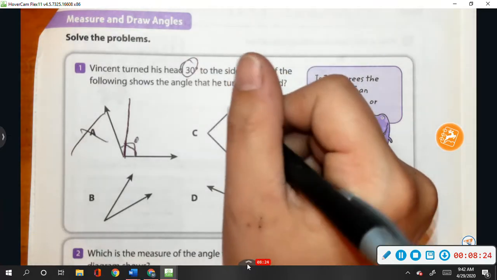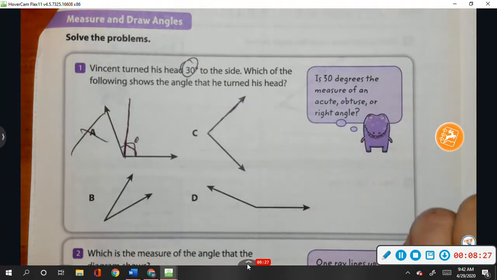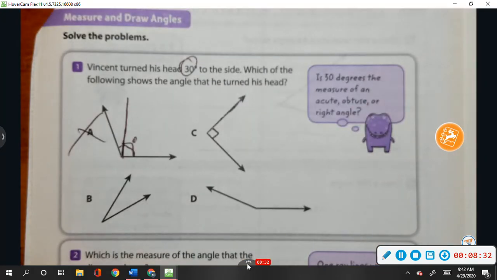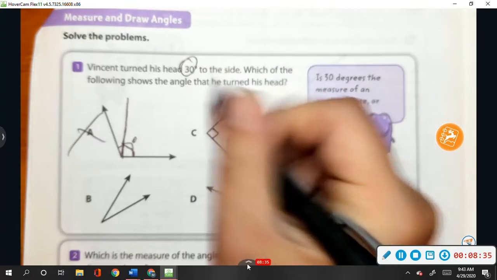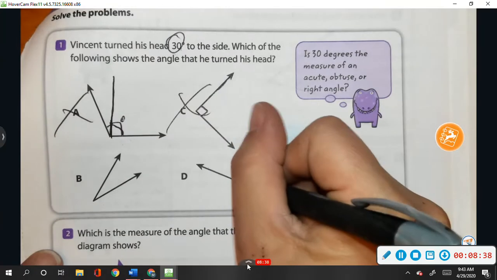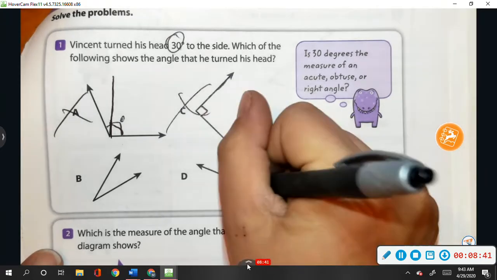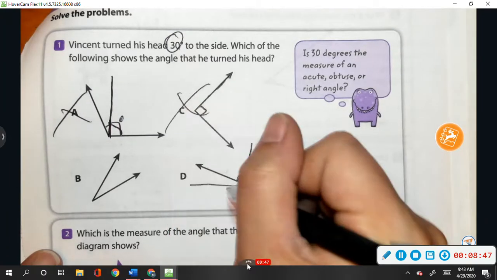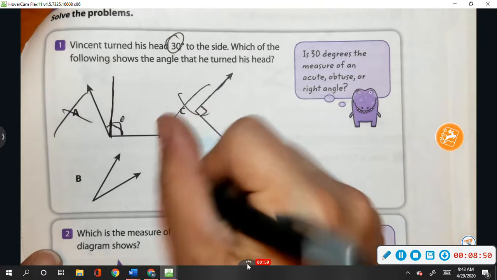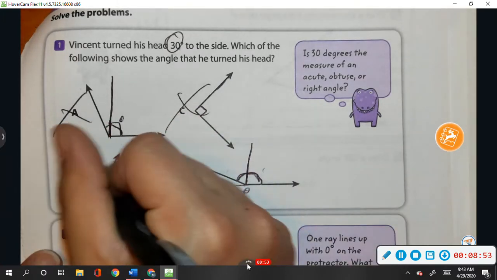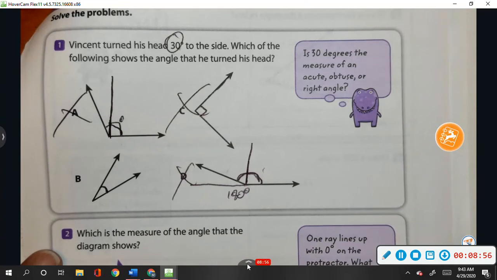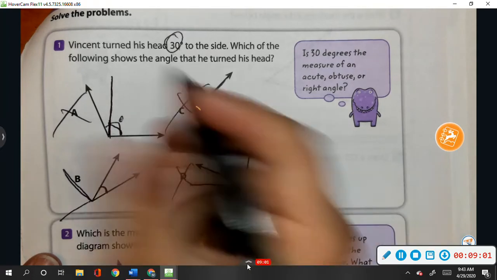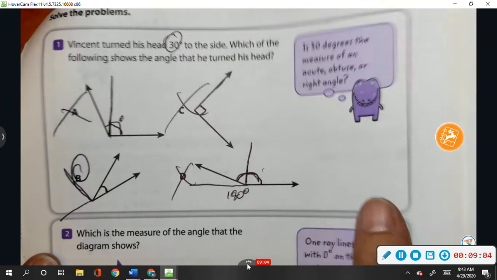Looking at C, C looks like it already has our benchmark angle drawn. It already looks like this is a 90 degree angle. If this is a 90 degree angle, could it be 30 degrees? No. Let's look at D. D is way more than 90 degrees, isn't it? This is almost 180 degrees. So this is no way, shape, or form going to be our 30 degrees. And then finally we have B. This looks right. This is an acute angle. It's less than 90 degrees. It's less than 180 degrees. I'm going to say B is my 30 degree angle.